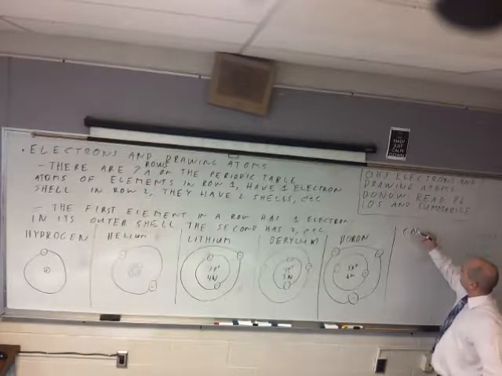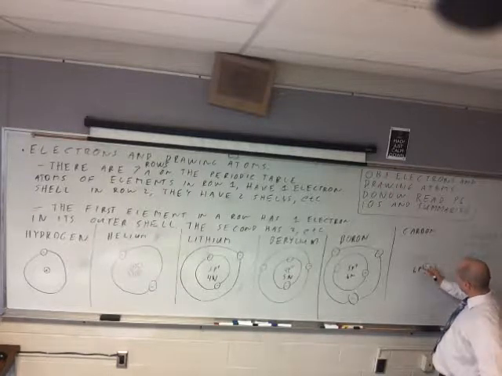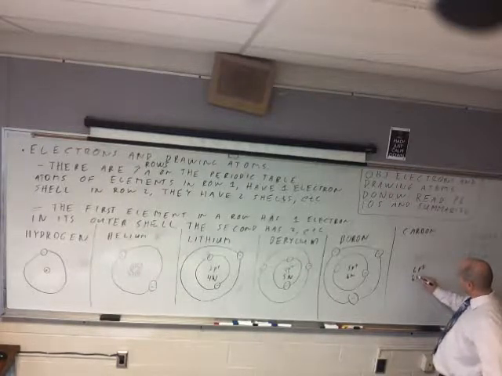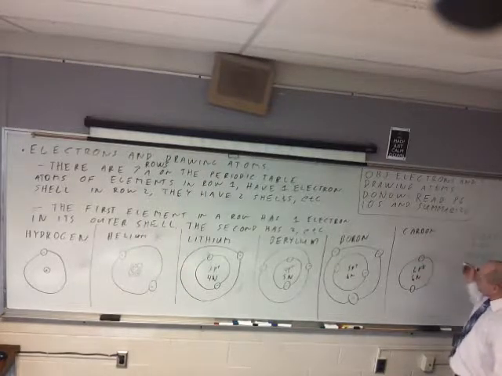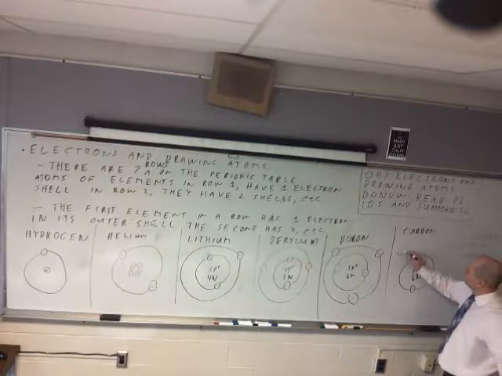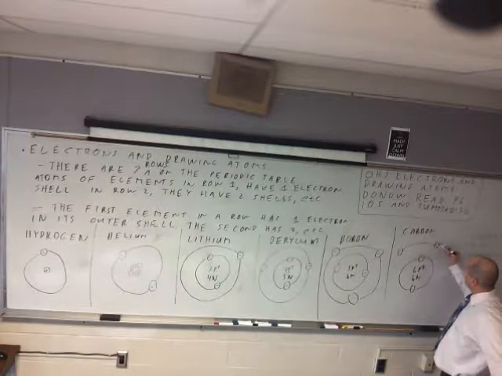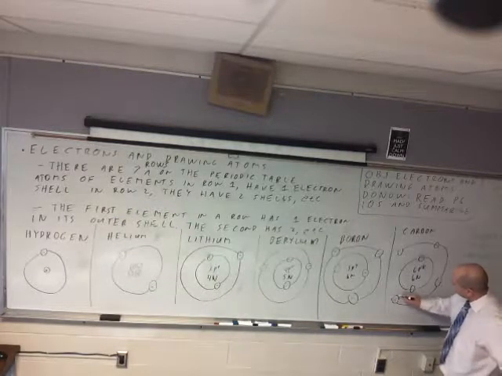All right, carbon. 6 protons, 6 neutrons. 2 in the first shell. How many in the second? 4. We're just adding 1 more, right? Every time we go along to the next higher element, we're just adding an electron.